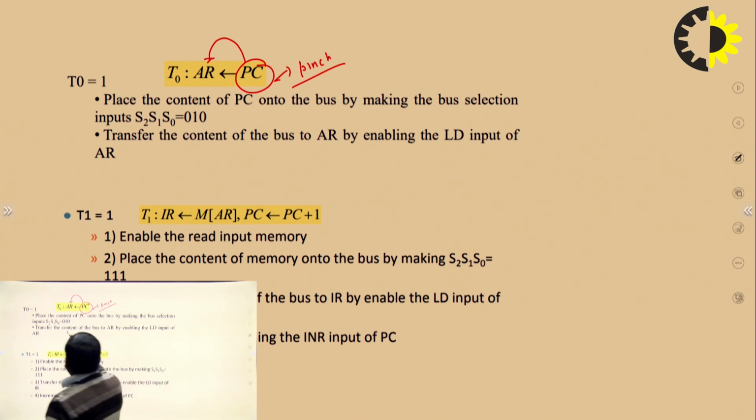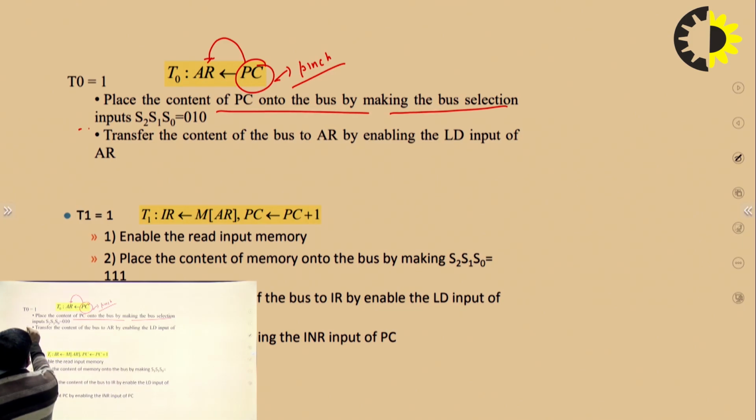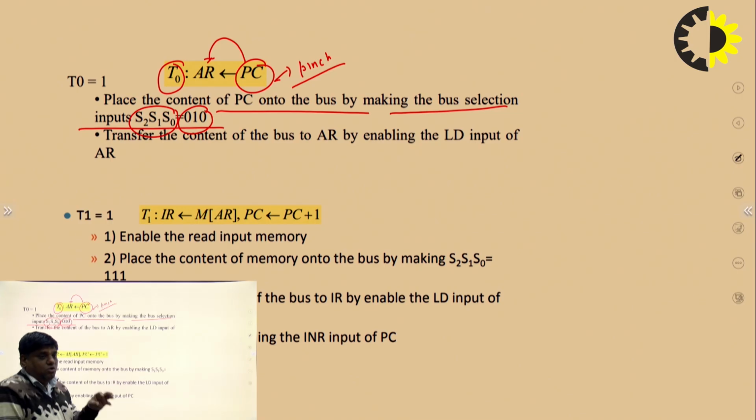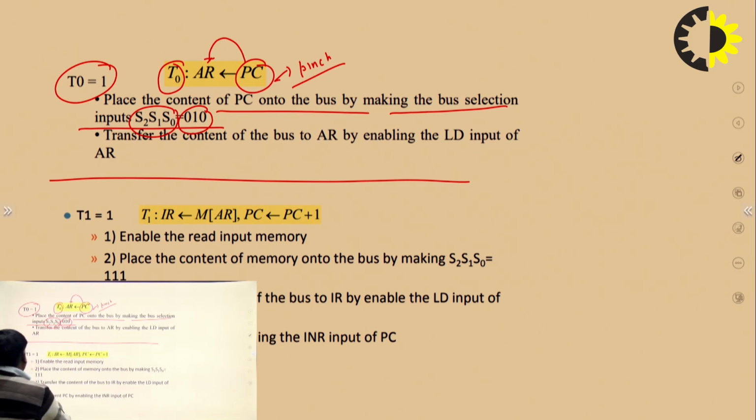Now, the content of PC is placed on the bus by the selection lines, and at that time the selection line values are set accordingly. During the time cycle, the first step of the instruction cycle, the program counter holds the address of the next instruction and transfers it into the address register. That is the T0 time cycle, the first step. Now, the second step is to perform time cycle 2.